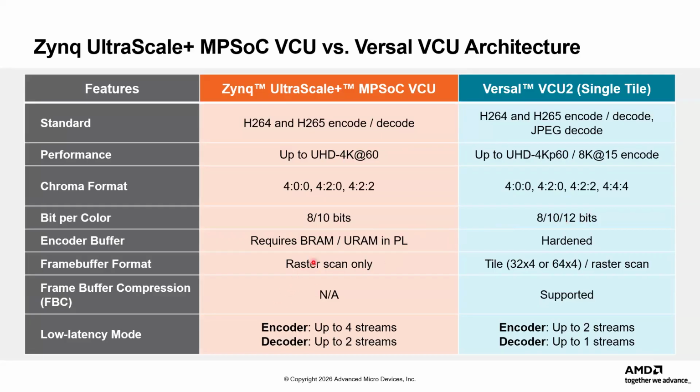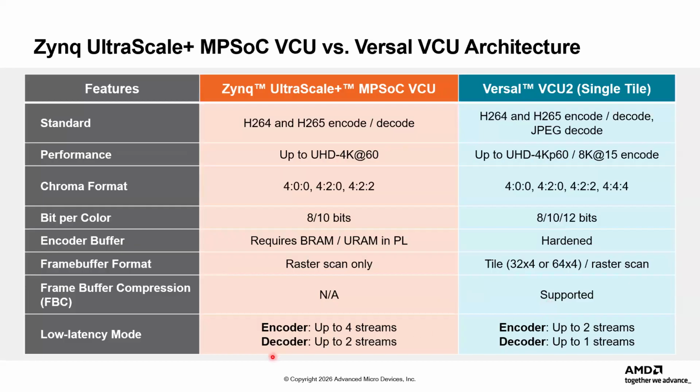The buffers, rather than having to do things in the programmable logic, you have that hardened cache. This only supported raster scan, but this can either do raster or it can do tile. And tile is going to be more efficient. It's actually going to save you a ton of memory. The frame buffer compression support, you couldn't do that here. Here you can do it.